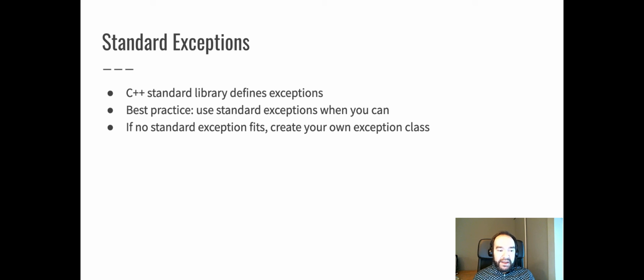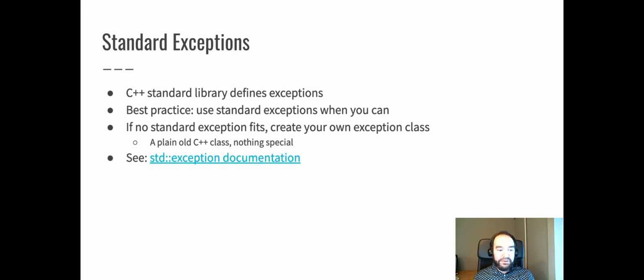If there's no standard defined exception that fits your situation, in that case, it does make sense to create your own exception class. And an exception class is just a plain old C++ class. There's nothing special about it. There's no exception keyword or anything like that. It's just a class you create. So you can see the standard exception documentation. It has a list of all of these standard exceptions. The example that we're going to do in the next video is going to show you how to use some of them.